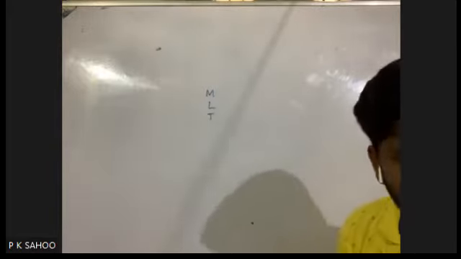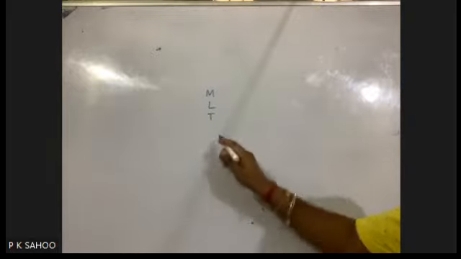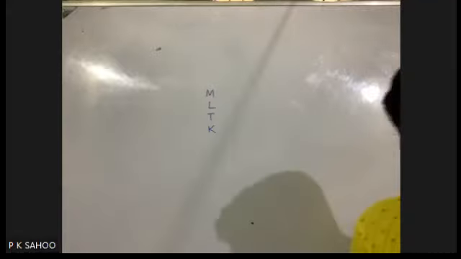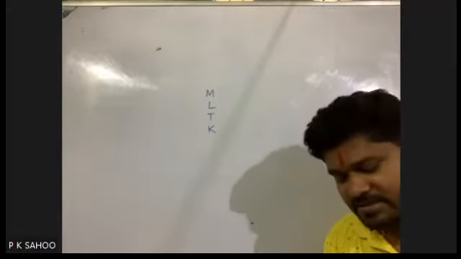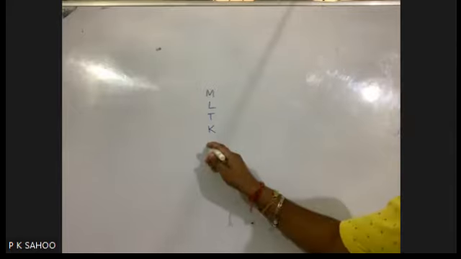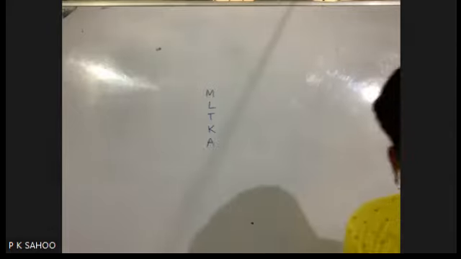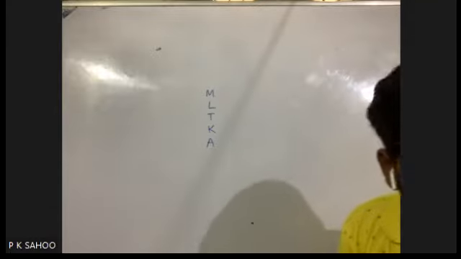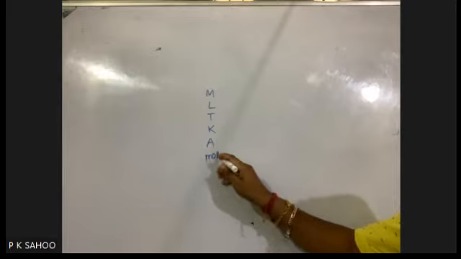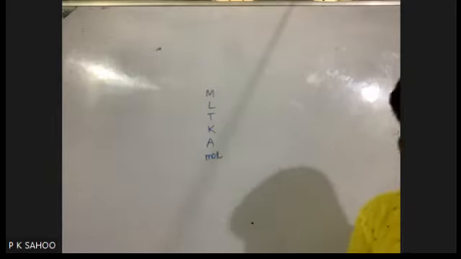Yes, mass, length, time, then thermodynamic temperature. Its SI unit is Kelvin, so that symbol you will take as K. Then current, its SI unit is ampere, and that symbol will be A. And amount of substance, its unit is mole, and the symbol will be mol.